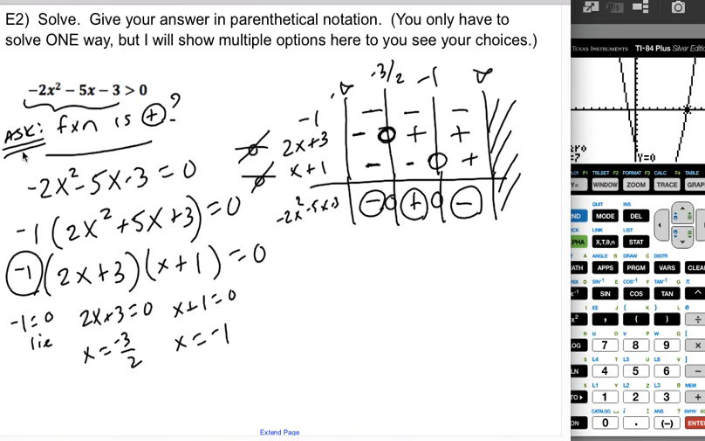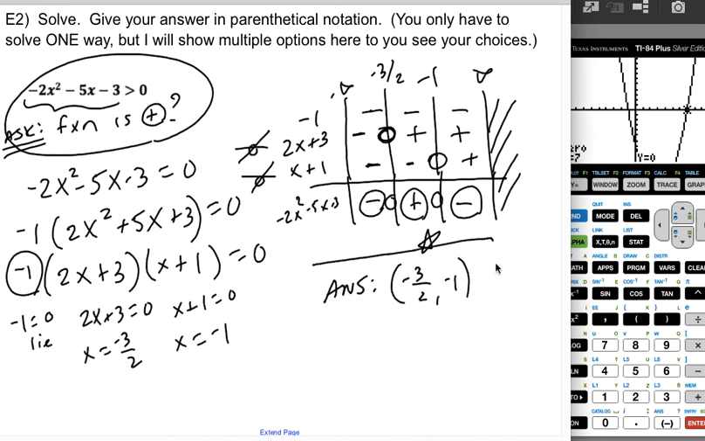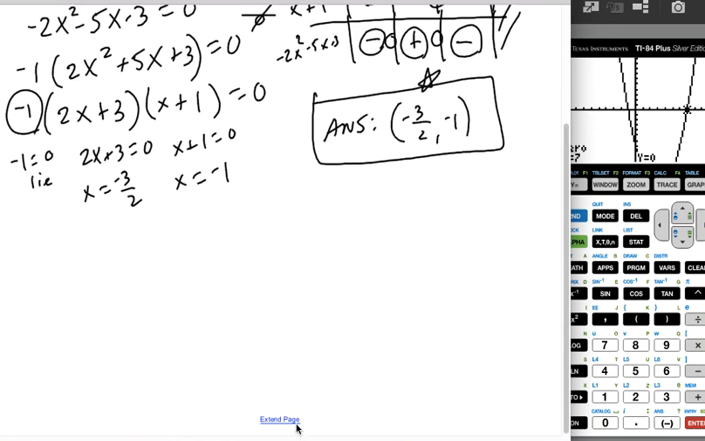Since the question was, when is this thing positive? My answer is only here. So my answer is going to be negative 3/2 to negative 1 with parentheses, not brackets, because it didn't say equal to.